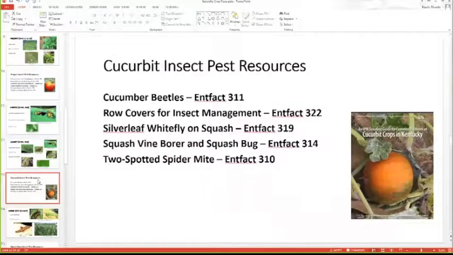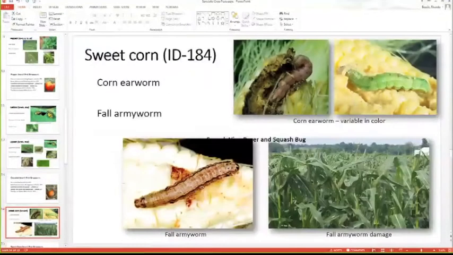In terms of resources, again, we have a number of fact sheets. We do have a scouting guide for all of the cucurbit crops, so that's available as well. The next one I wanted to mention was sweet corn. This is our largest acreage vegetable crop.